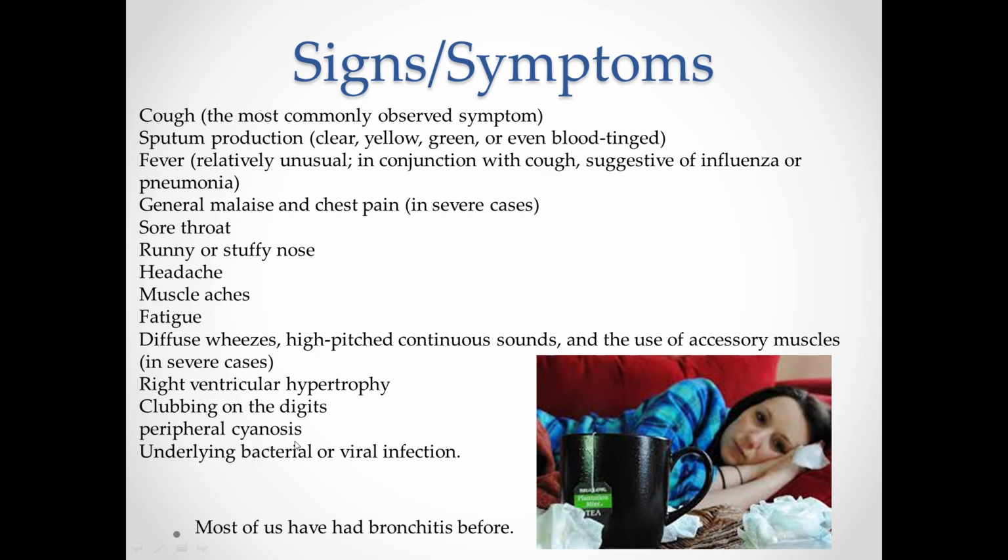But peripheral cyanosis, if the bronchitis gets bad enough, or I'm sorry, if the chronic bronchitis gets bad enough. And there could also be underlying bacterial or viral infections. Most people have had bronchitis before. Okay, so if you've had a cold, you've had a little bit of chest discomfort, then that's bronchitis.